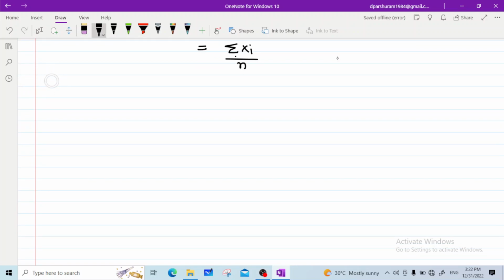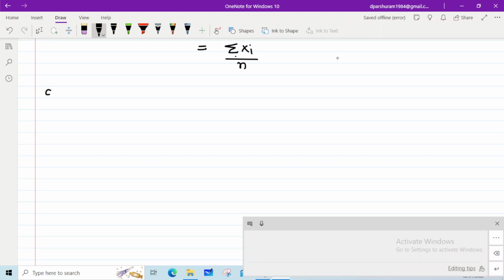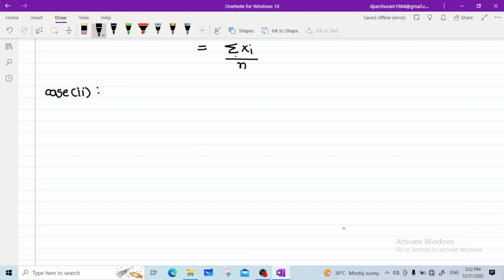Now we see arithmetic mean, that is case number 2. Discrete frequency distribution.